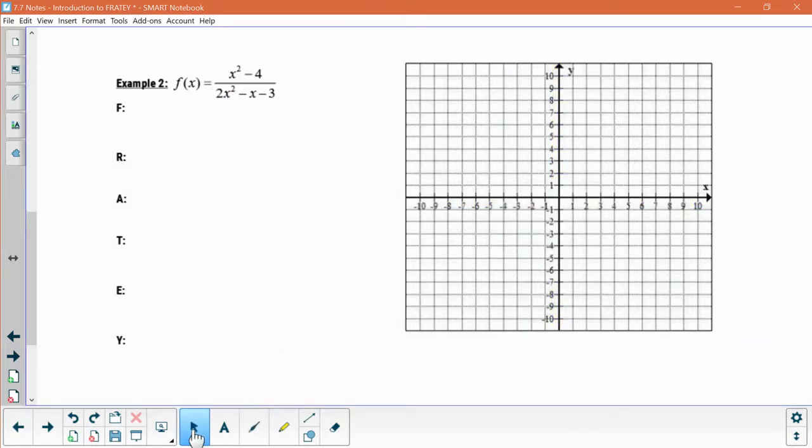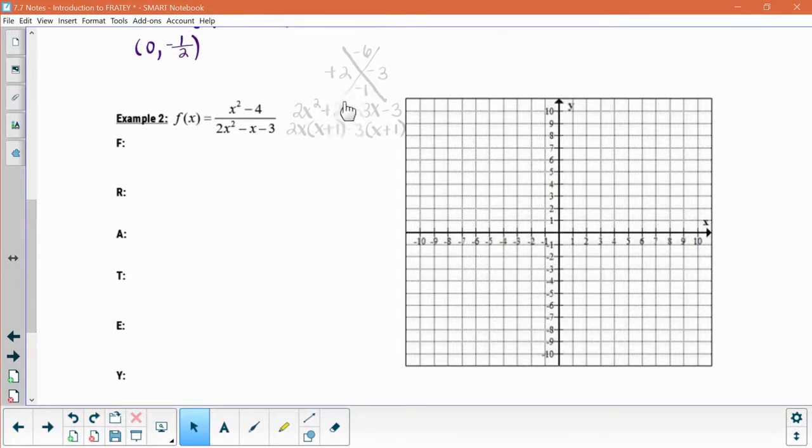So let's go ahead and look at example 2. First thing I'm going to do is I'm going to factor my numerator and my denominator. So I notice that in my denominator, I'm going to have to split the middle because of the fact that a does not currently equal 1. So I'm going to go ahead and do that rather quickly. So I need something that multiplies to be -6, adds to be -1. Those two factors end up being +2 and -3.